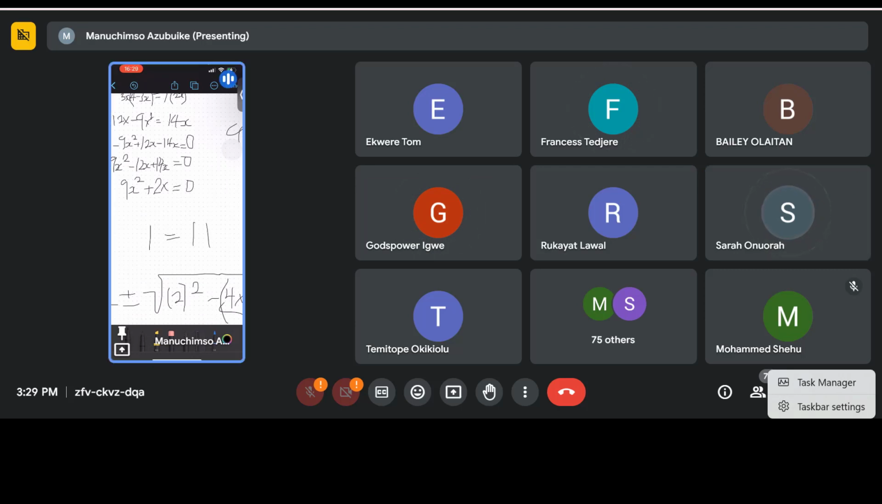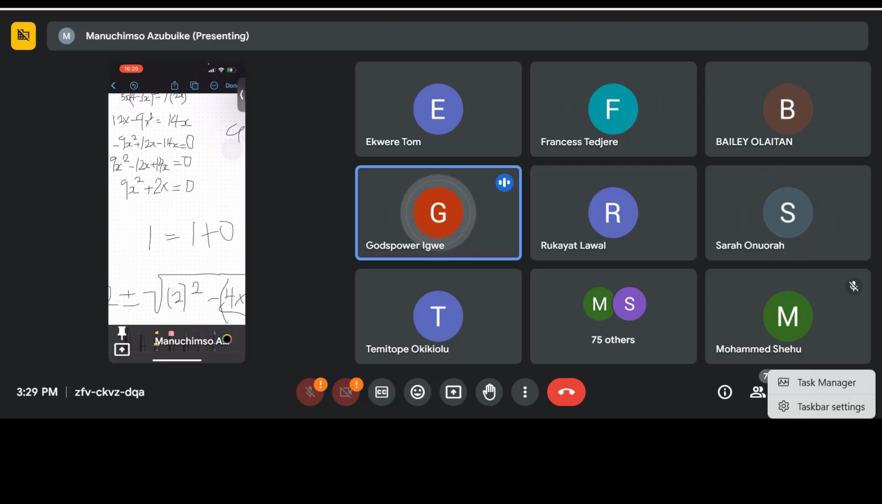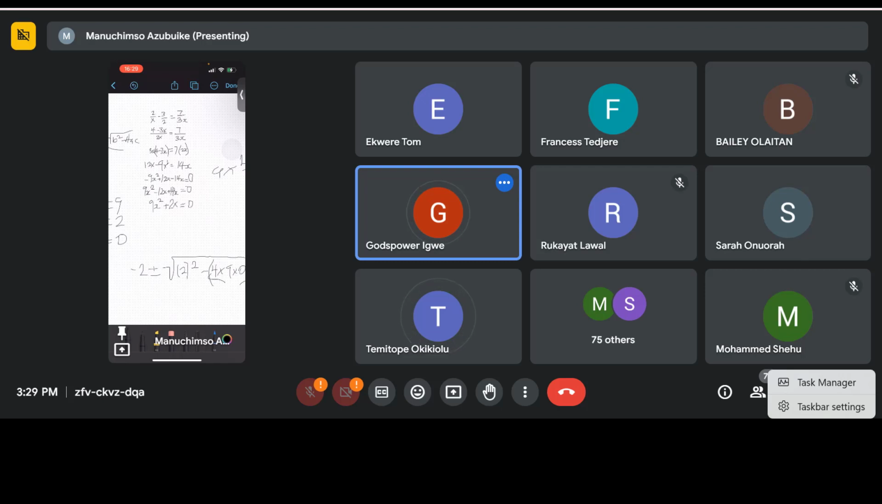1 is the same thing as 1 plus 0. Now, what you use? Well, this makes use of a different formula, not the quadratic formula. This makes use of the formula called the square root property formula. Square root property.